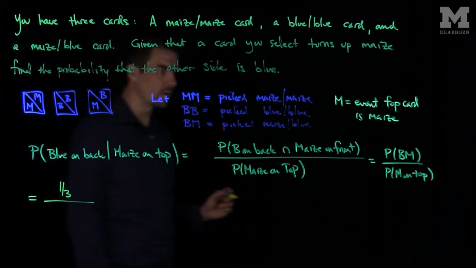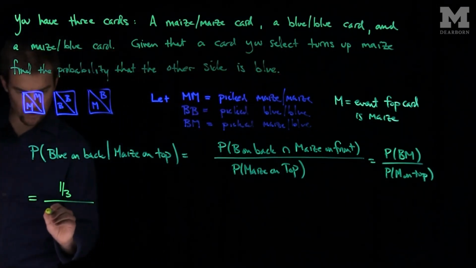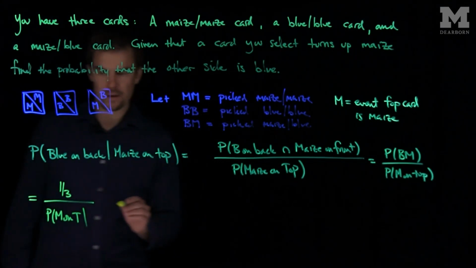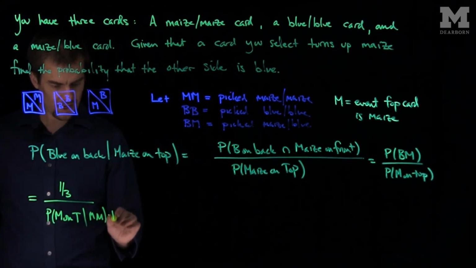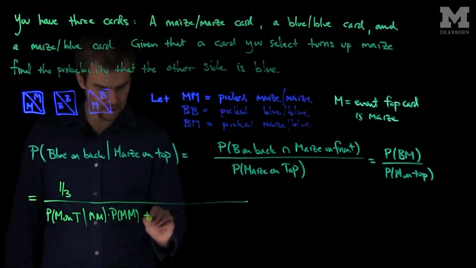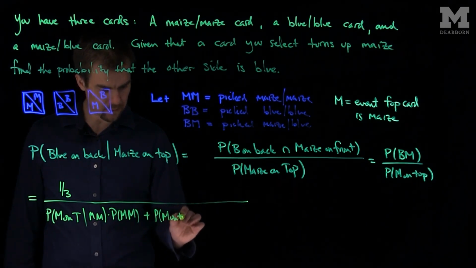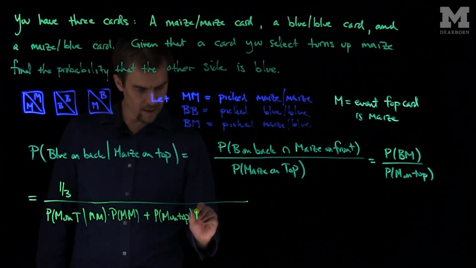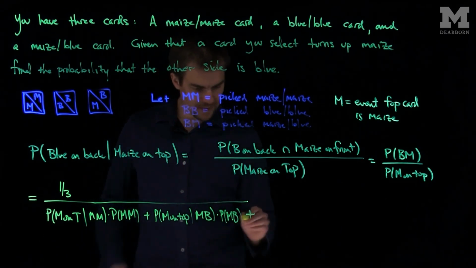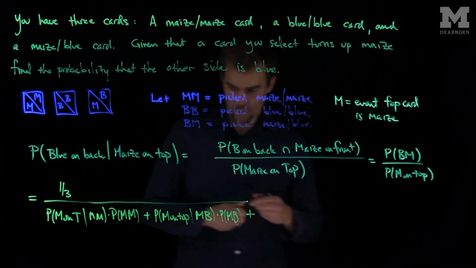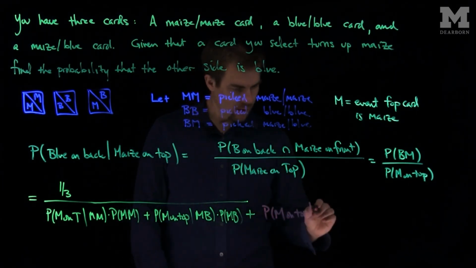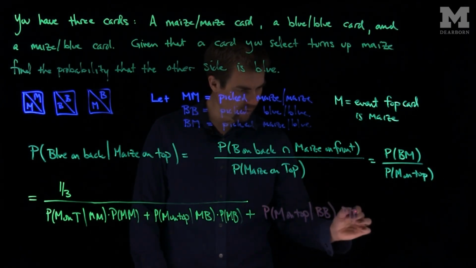And then we can use the law of total probability in the denominator. The probability of M on top, so the probability of maize on top, is the same as the probability of maize on top given the maize selection times the probability of the maize selection, plus the probability of maize on top given a maize and blue times the probability of the maize and blue card, the BM card, plus the last probability, the probability of maize on top given two blues times the probability of two blues.